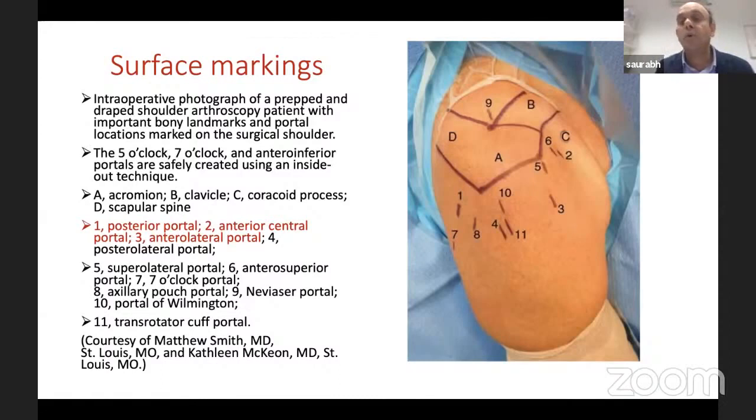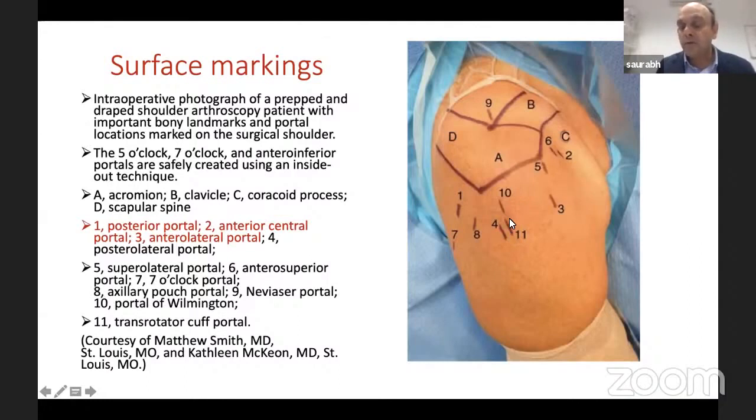So this is where your bony shaver goes in for your subacromial decompression. And then let's try and simplify the other portals. So for your rotator cuff repair work, you will need this portal, portal number 5. This is where your anchor will go in the footprint of your supraspinatus. Then you can use all these portals, portal number 11, portal number 4, all these posterolateral portals for your suture management, for your rotator cuff work.